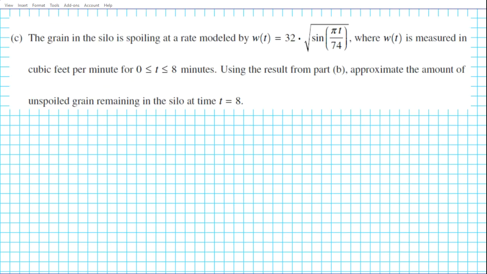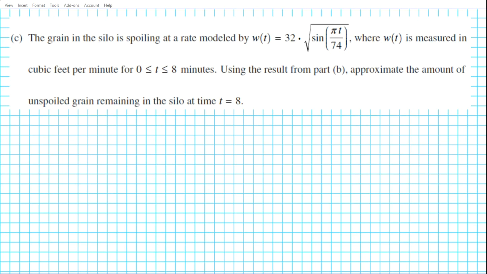Alright, let's take a look at the C part. It reads, the grain in the silo is spoiling at a rate modeled by W of t equals 32 root sine of pi t over 74, where W of t is measured in cubic feet per minute from 0 to 8. Using the result from part B, okay, so in part B we talked about how much was added.